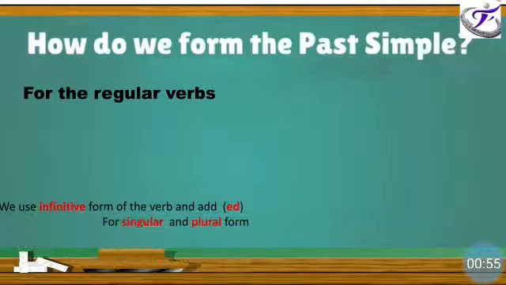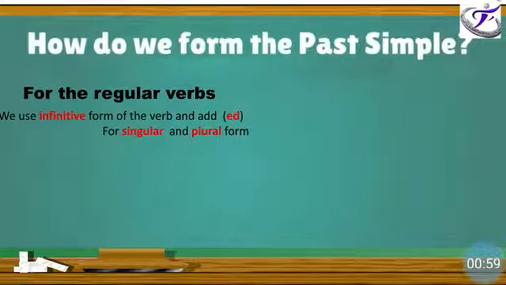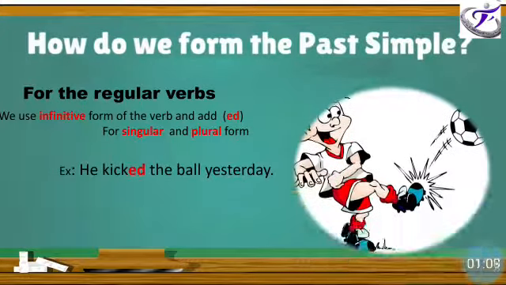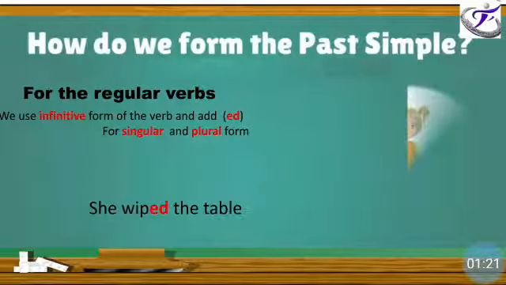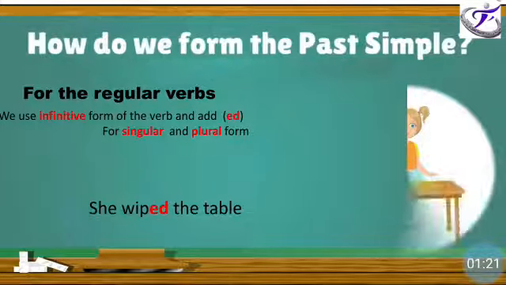Now, how do we form the past simple? For the regular verbs, we simply use infinitive form of the verb and add ed for singular and plural form. For example, he kicked the ball yesterday. Look at the subject. We start by singular subject. The verb ends by ed because this is a regular verb. Another example, she wiped the table.